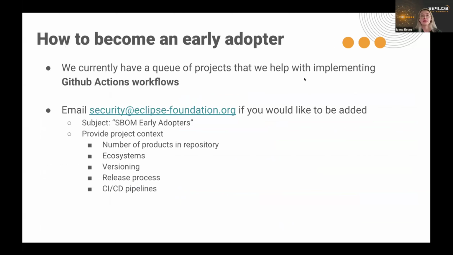And lastly, we currently maintain a queue of projects that we help with implementing these GitHub Actions workflows. So if you'd like to have our guidance or support, you can reach out to us at the security email address. What we would like to ask you is that if you could provide some project context in the email, it would definitely help speed everything up. So things like the number of products in the repository, ecosystems, versioning, release processes, and CI/CD pipelines, those details would be appreciated.